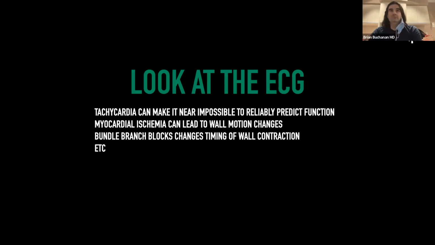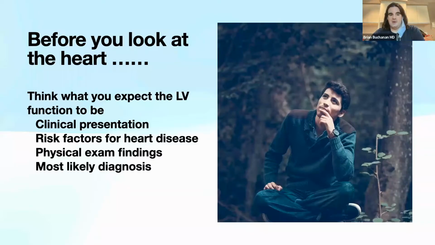Look at the ECG as well. If they're tachycardic, it can make it near impossible to reliably predict function. Myocardial ischemia itself obviously can lead to wall motion changes, and bundle branch blocks are another limitation to visual assessment because the walls aren't all contracting at the same time. It's honestly very challenging to visually assess an EF without a lot of experience, because even when you do it by drawing out the volumes, where you measure in systole can change the ejection fraction. So it's obviously quite challenging.